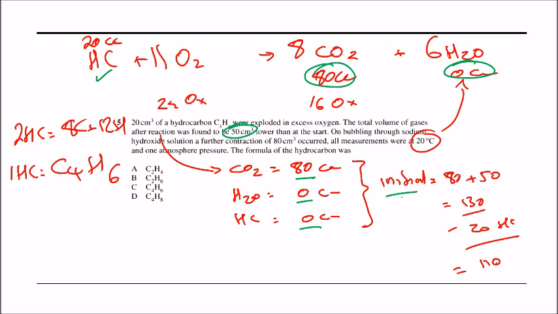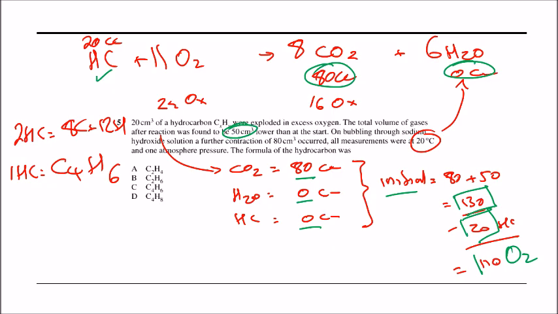Now, the final volume, which was 80 here, was 50 less than the original, so the original volume must have been 130 cc's. But remember, that included 20 cc's of the hydrocarbon. So the original volume, which had to be the gaseous hydrocarbon and the gaseous oxygen, must have been 130 in total, 20 of which is hydrocarbon. So therefore, the amount of oxygen to begin with must have been 110 cubic centimetres.